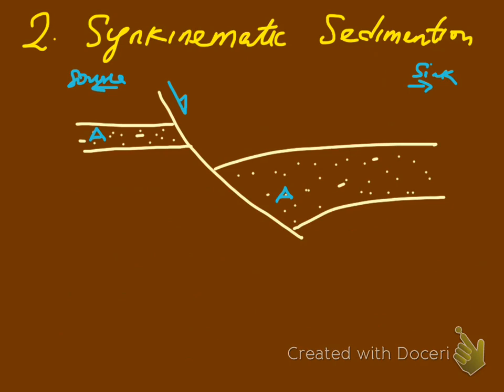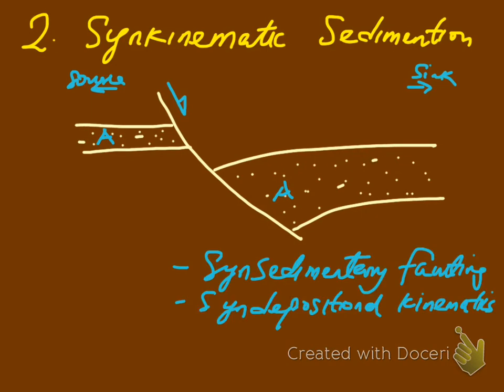So this is the second kind of growth, which is a result of synkinematic sedimentation. Now, some authors will say it's syn-sedimentary faulting or syn-depositional kinematics. It's all the same thing. The most important thing is, supposing you have sediments moving, in this case, from the left to the right, that's from the source on the left to the sink or the basinal area on the right.